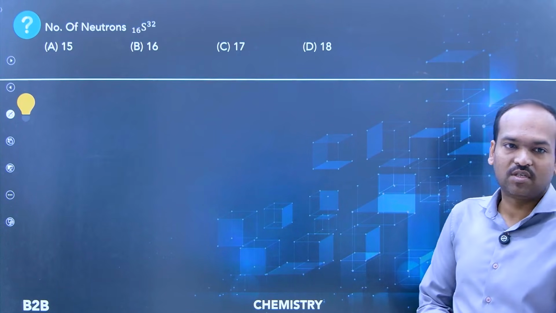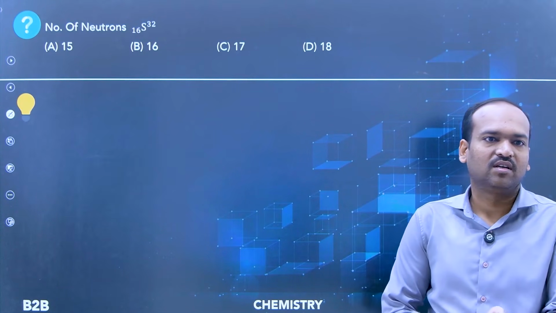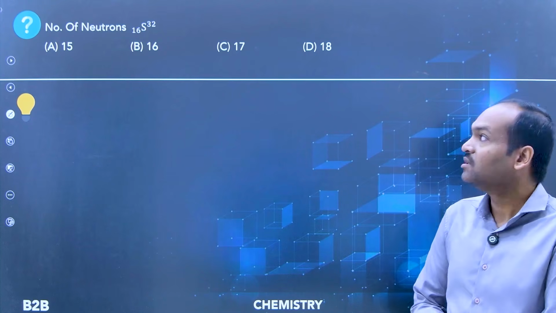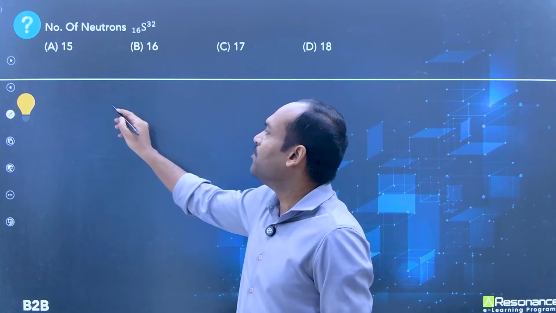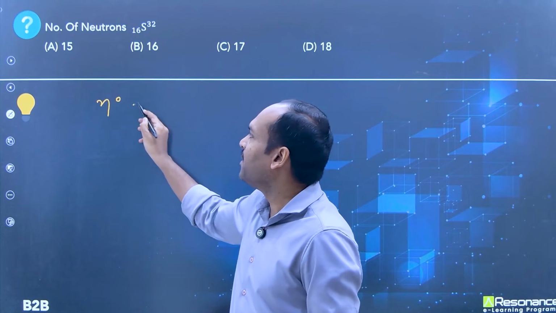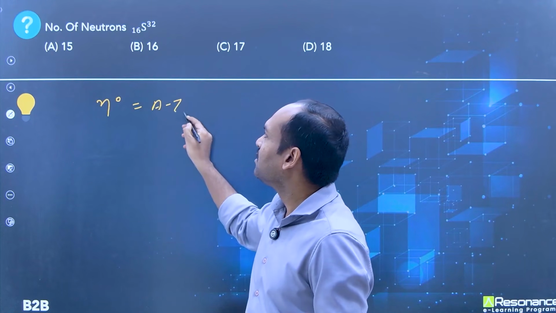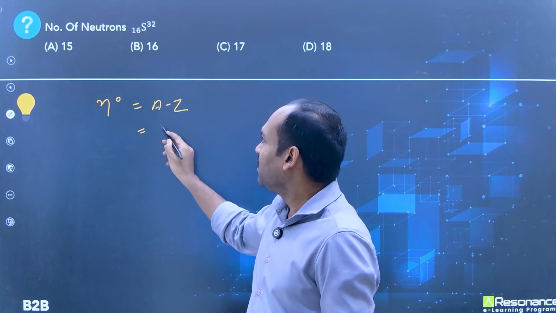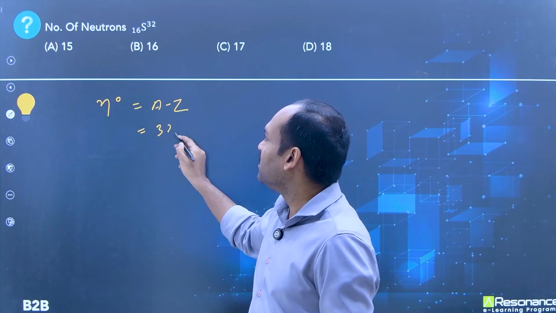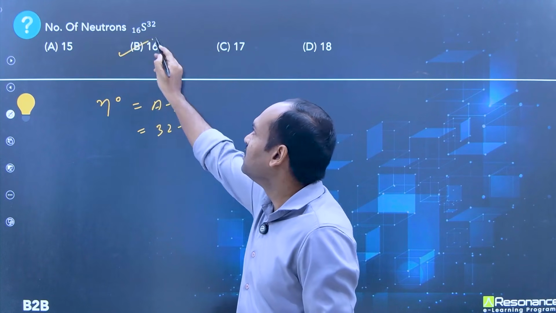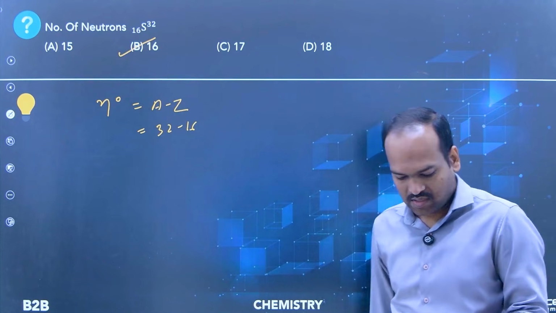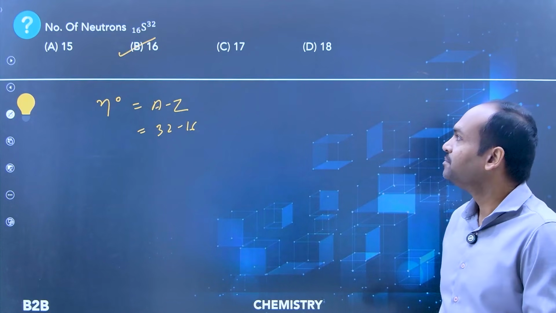Number of neutrons, the easiest question. The formula for the number of neutrons is A minus Z. So it is 32 minus 16. Answer is 16. Correct.